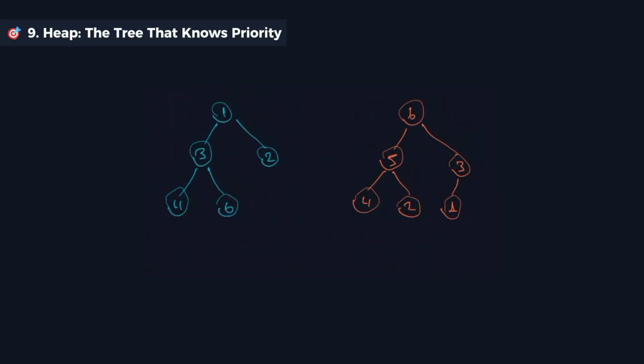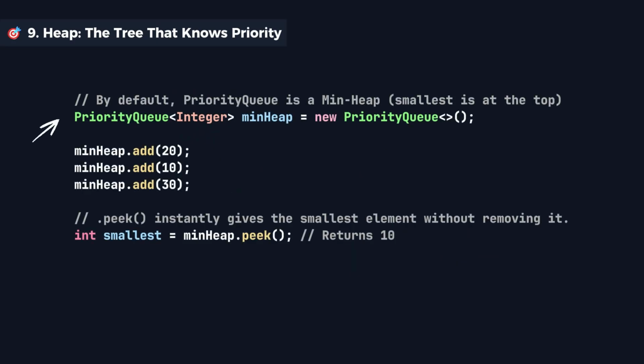A heap is a special type of tree with one simple rule. A parent node is always greater than its children in a max heap, or smaller than its children in a min heap. Think of a heap like a company organization chart. The CEO, the root node, always has the highest authority, the greatest or smallest value. In Java, it comes to us as the priority queue.